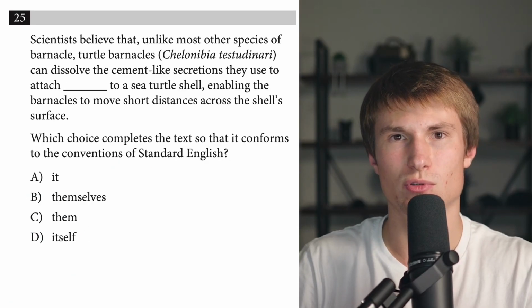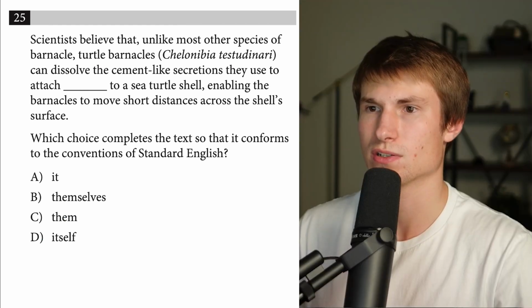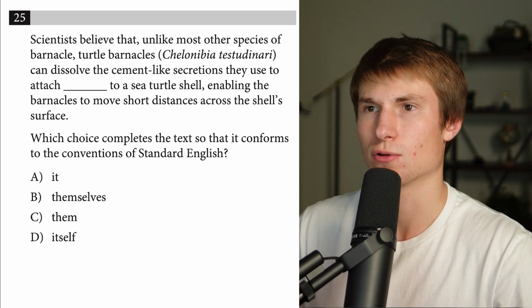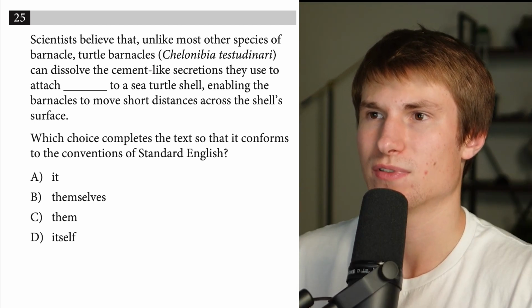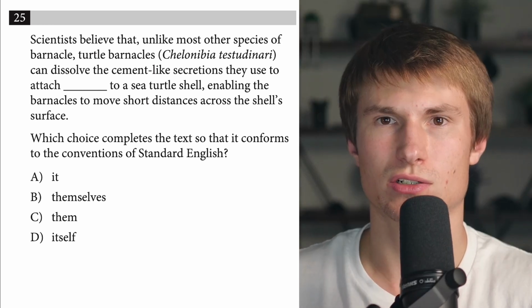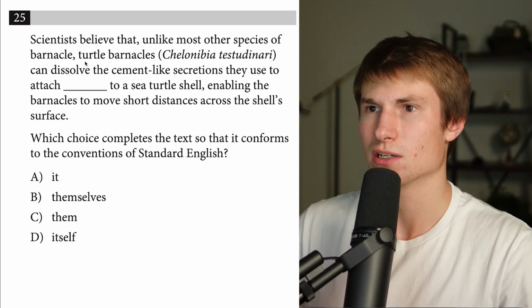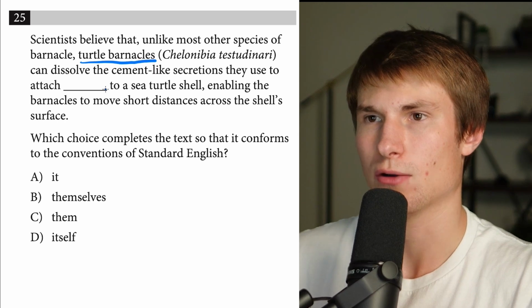Here's another example with question 25. Which choice completes the text or conforms to conventions of standard English? Start with the answer choices. We got a bunch of pronouns. So I'll be looking for the noun I'm replacing. We've got scientists believe that unlike most other species of barnacle, turtle barnacles can dissolve the smelt-like secretions they use to attach blank to a turtle seashell, enabling the barnacles. Okay, so ultimately, we know our subject here is the turtle barnacles. Okay, so that's the noun we need to replace.